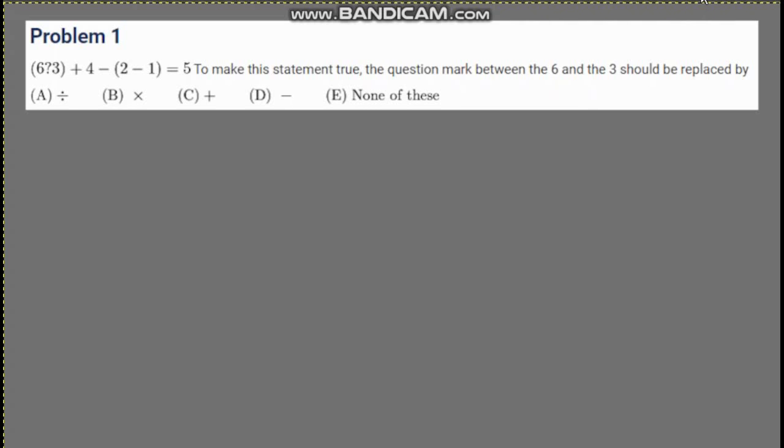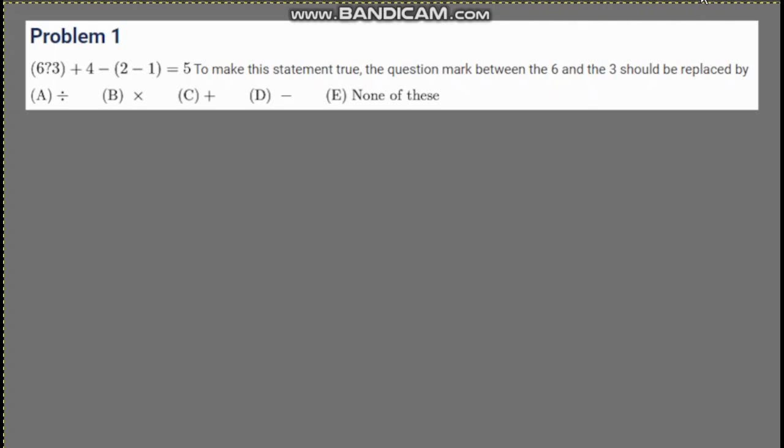Problem 1. 6 ? 3 + 4 - (2 - 1) = 5. To make this statement true, the question mark between the 6 and the 3 should be replaced by, and then the options. In order to solve this problem, you need to use order of operations.